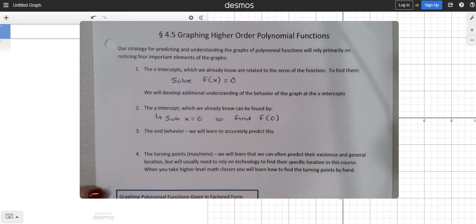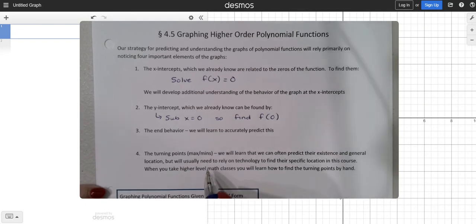And then the last important thing that we'll need to use to define our graph will be the turning points, that is the maximums and minimums. We'll learn that we can often, although not always, predict that they exist in their general location, but we're still going to usually need to rely on technology to find specific locations. It actually turns out that we need calculus to predict the exact locations of the maximum and minimum points. So I hope when, not if, but hopefully when you take some higher level math, you'll get that last piece in place. But for our purpose, we'll still rely on technology to do this.